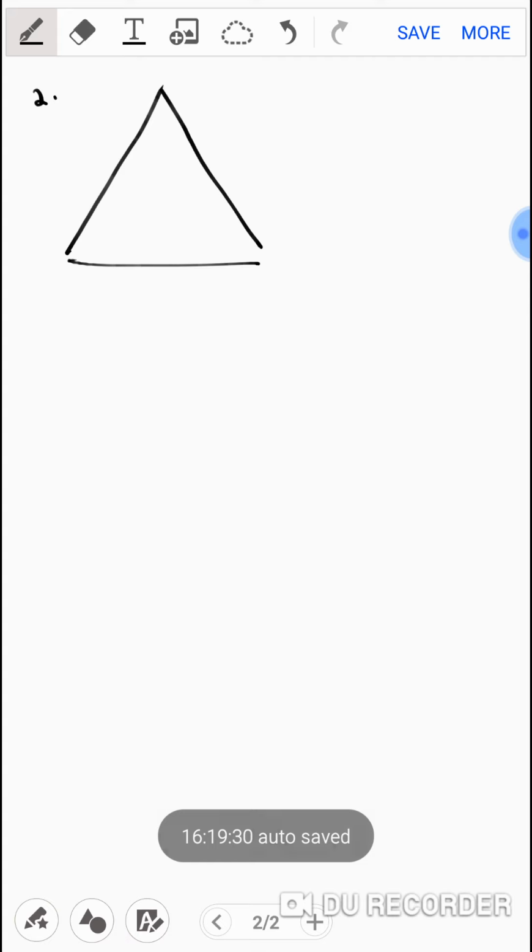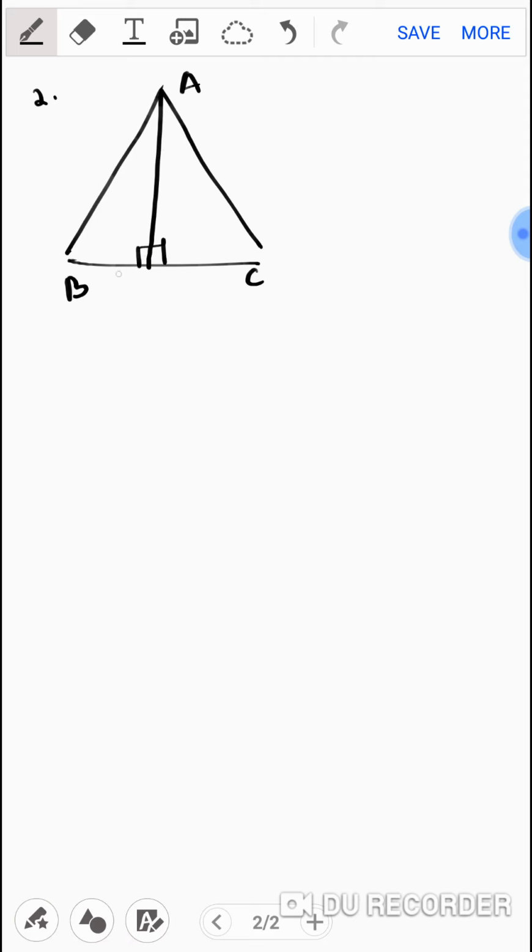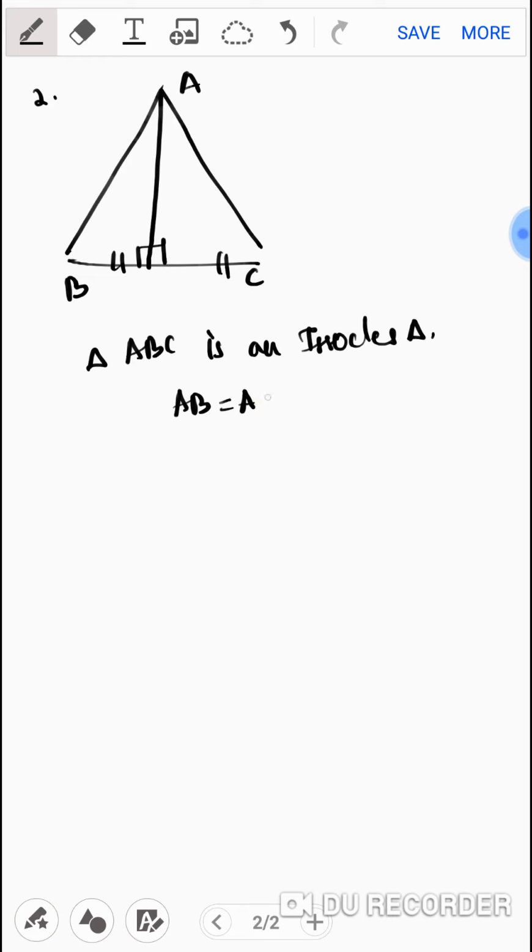which says in triangle ABC, AD is the perpendicular bisector of BC. Show that triangle ABC is an isosceles triangle. Now you have to prove that triangle ABC is an isosceles triangle. For that, if you prove that AB is equal to AC, your point will be clear that it is an isosceles triangle. So for that, you have to take these two triangles.